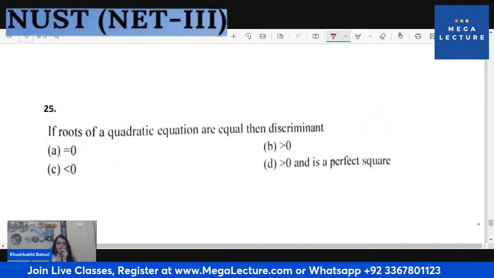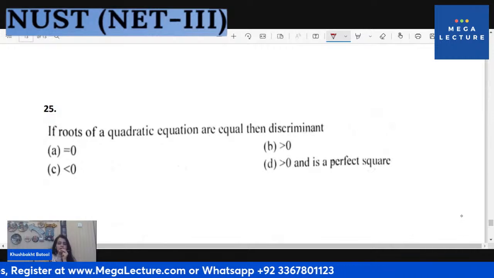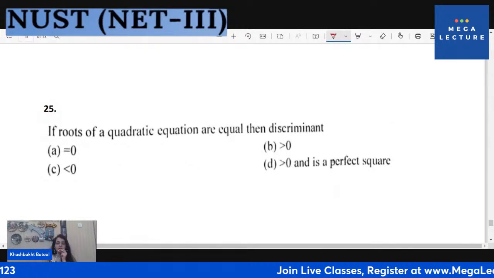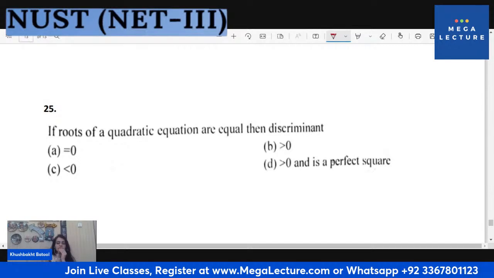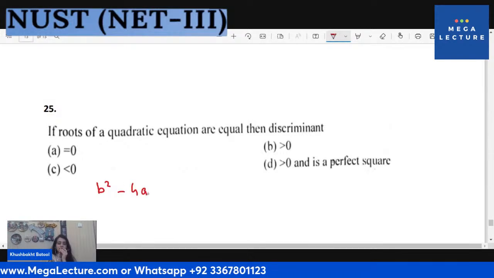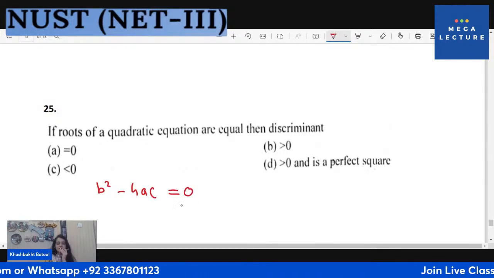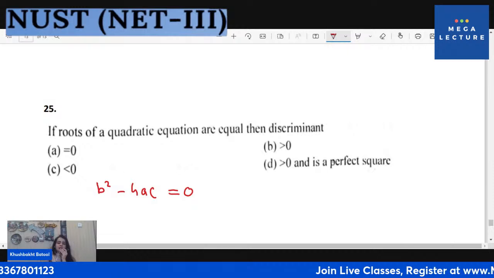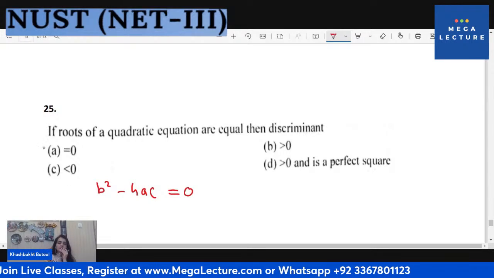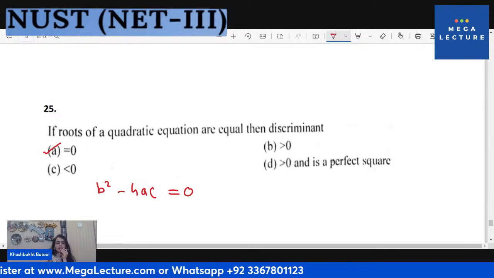All right, and this is the last question, and it says if roots of a quadratic equation are equal, then discriminant. Okay, now if your roots turn out to be same, if you're getting two equal roots, it means that it would be the case where your discriminant b square minus 4ac is basically equal to 0, because then it would not give you two different answers or complex answer. It would just give you one value that would be same for both the roots. So the answer is going to be A in this case.